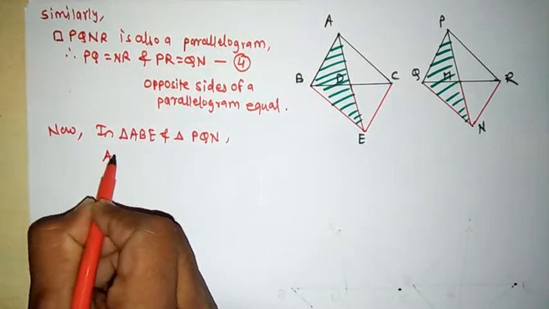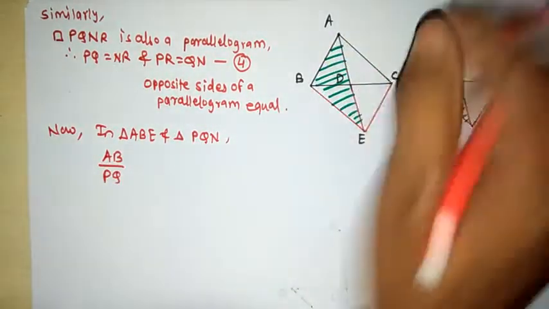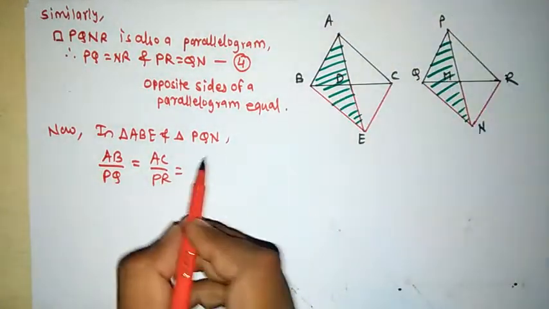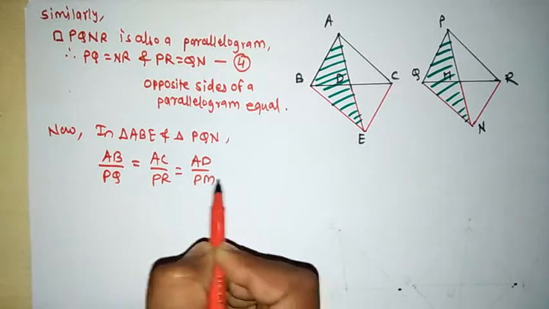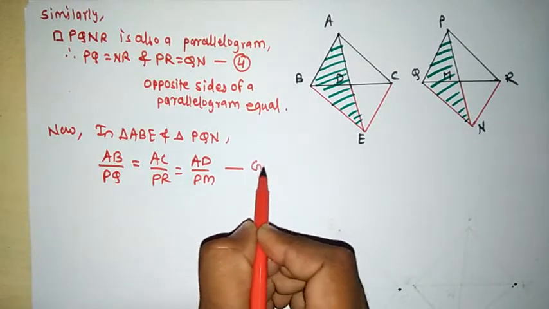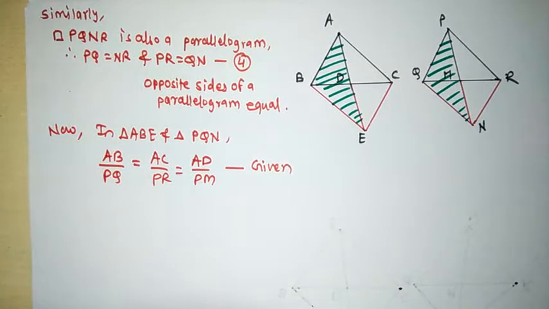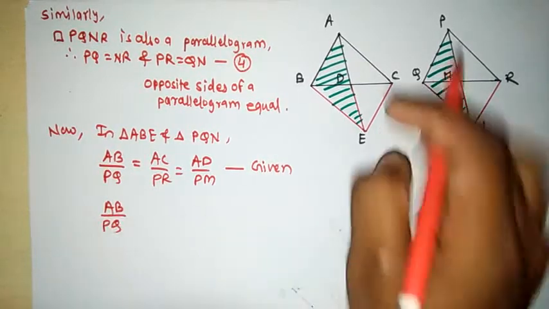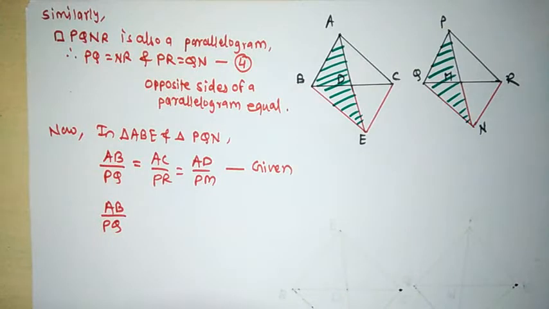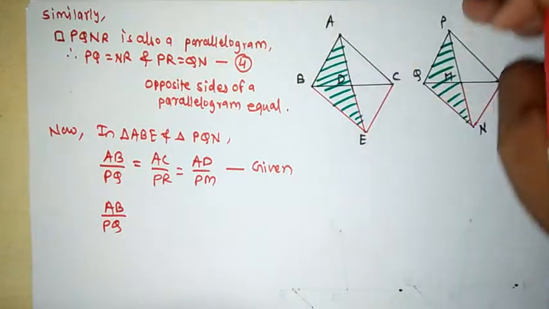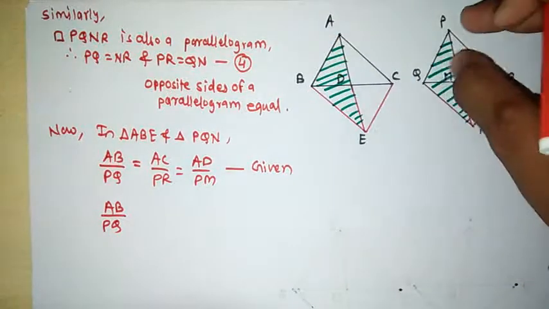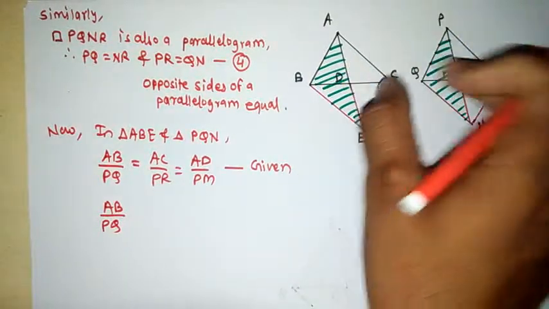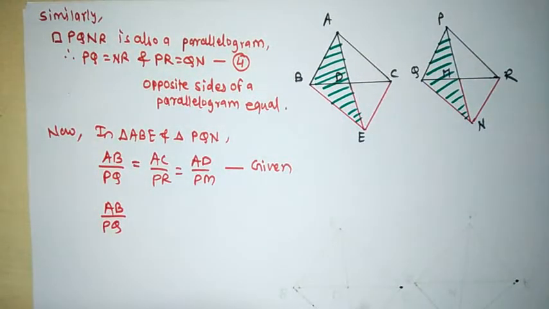given, we know that AB by PQ is equal to AC by PR is equal to AD by PM. Why? The reason is it is given data. Therefore, I will take AB by PQ as it is, because in both the triangles the AB by PQ ratio is available. That is, in triangle ABE and triangle PQN, side AB is there, therefore side PQ is also there. Can we check if AC is in both the triangles? No, AC is not part of these two triangles. Therefore, we have to remove this AC.